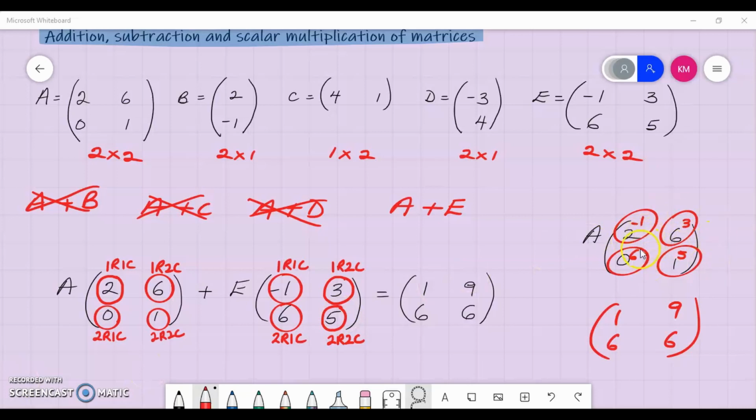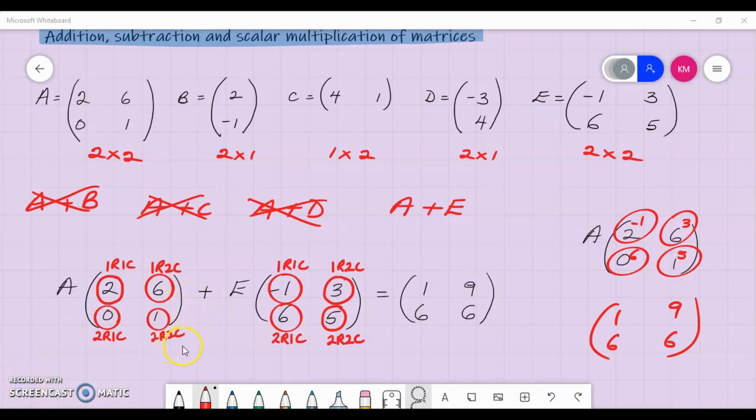Now, whichever method you decide to write for your solution, pay attention to your sign. With this, you may be confused when it comes to performing the addition or subtraction. And if it was subtraction, it would have been 2 take away negative 1, and that would have changed to positive. Right? So be careful with your signs.